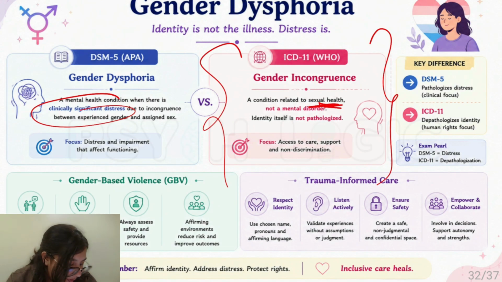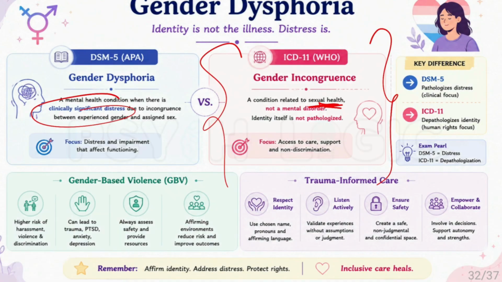Also, one more thing, gender-based violence. People whose gender identity differs from their societal expectations often experience gender-based violence. That can lead to difficult mental health conditions like anxiety, depression, PTSD, suicidal thoughts. So these mental health problems are not caused by the person's identity itself. It is often related to stigma, discrimination, rejection, violence. And that is why we talk about trauma-informed care.